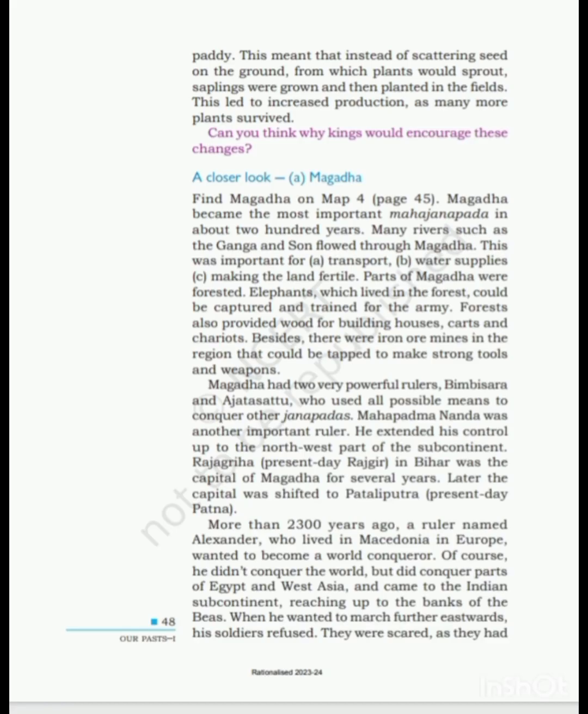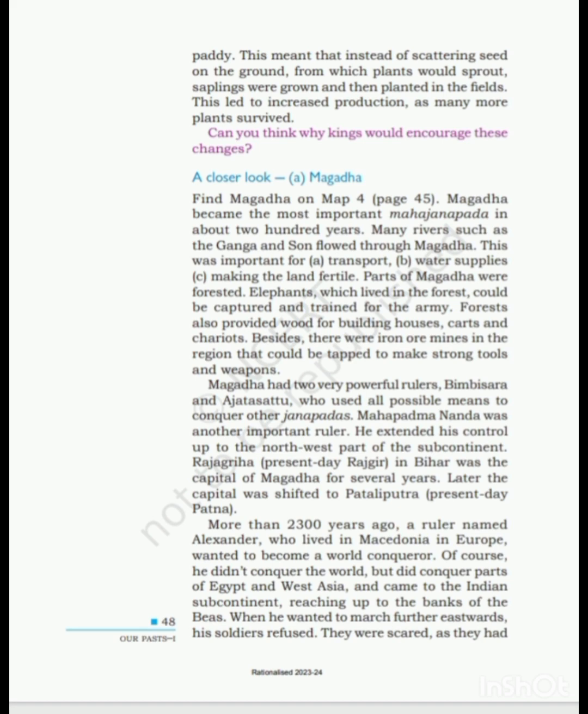Now, in a closer look at Magadha, we can see on page number 49 the map of Magadha, under which Magadha became the most important Mahajanpad during that period, about 2500 years ago, as many rivers such as the Ganga and the Son flowed through Magadha. This became very important for transport, for water supplies, and for making the land fertile, as mostly the parts of Magadha were forested.